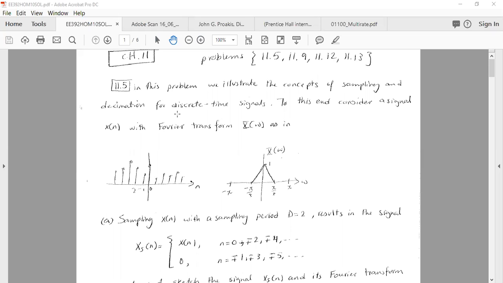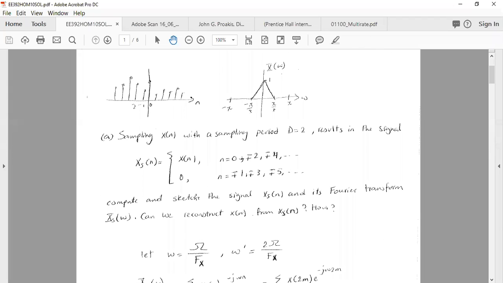So question number one says, in this problem, we illustrate the concepts of sampling and decimation for discrete time signals. To this end, consider a signal x of n with a Fourier transform X of omega as given. This is the signal that we'll have to consider for the following parts. Part A: sampling x of n with a sampling period D equal to 2 results in the following signal, where we have the value x of n when n is even, and otherwise it is 0, right?